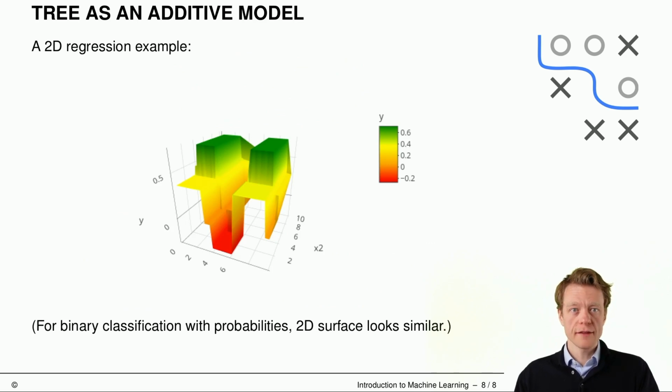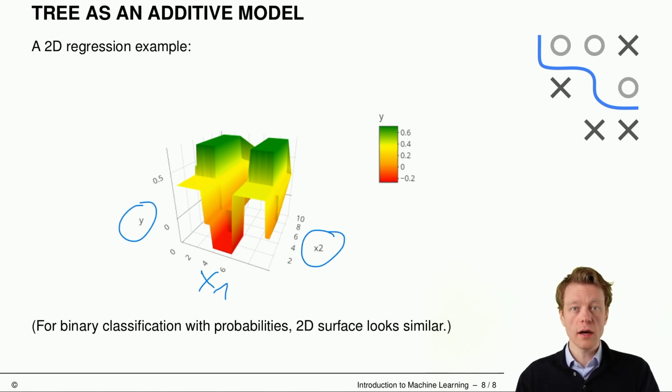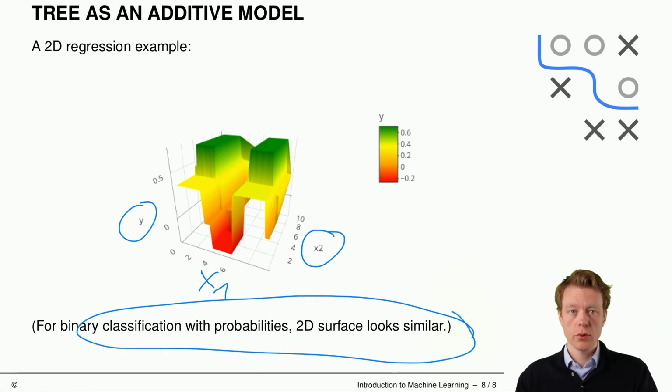We can also visualize this for a two-dimensional regression example. So we have a feature x2, a feature x1, and the target y, which is numerical. And then you see that the function that we look at here is also a step function. So we have now rectangles in x1 and x2 dimension, and in each rectangle we have just a constant prediction, a constant numerical value. If we have a binary classification with probabilities, then we can also plot such a two-dimensional surface, and it looks very similar, but then of course the probabilities have to be something between 0 and 1.